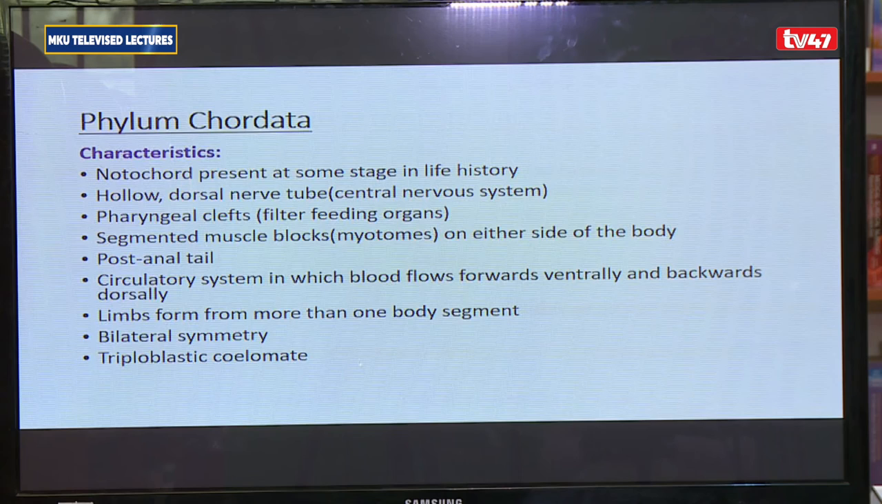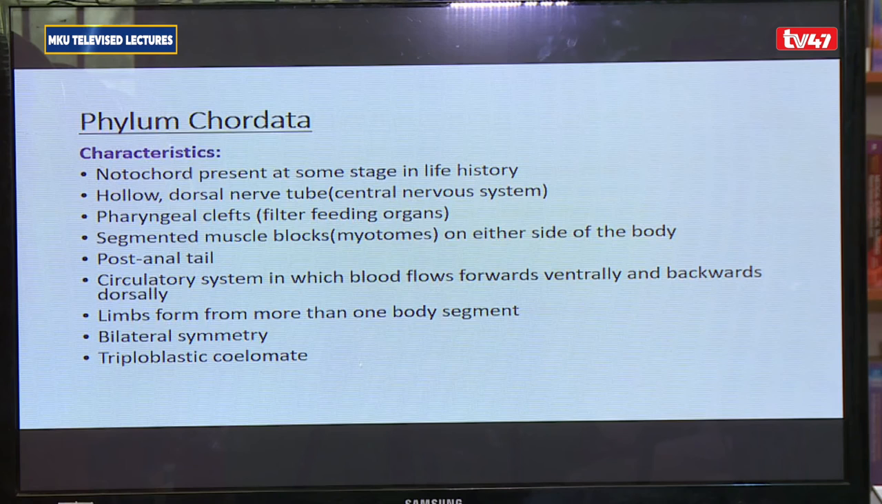organs later. They have segmented body muscles, so you talk about myotomes. They have a postanal tail. They have a circulatory system that basically flows forwards ventrally and backwards dorsally. They have limbs that arise from more than one body segment. They have bilateral symmetry, and they are triploblastic.